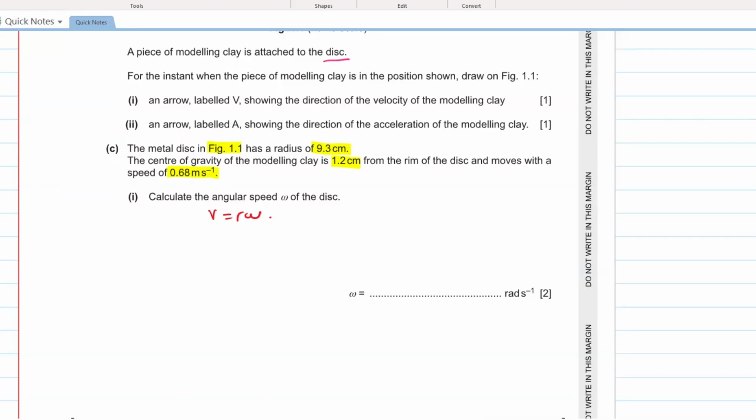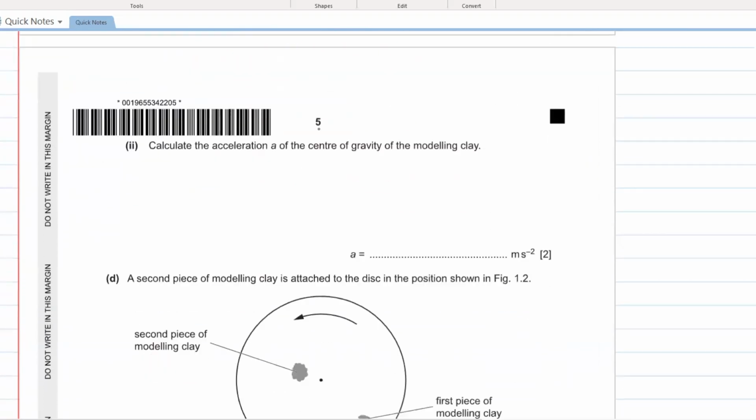Perfect. What is the V here? यहाँ पे V क्या है बेटा? What is the V here? 0.68. What is the radius of the disk? 9.3 centimeters. So 9.3 into 10 raised to the power of minus 2 will give you your W. Let's calculate that: 0.68 divided by 9.3 into 10 raised to the power of minus 2. Your W comes out to be 7.3 radians per second. Simple as that, nothing complicated. Chalo, let's further move ahead.